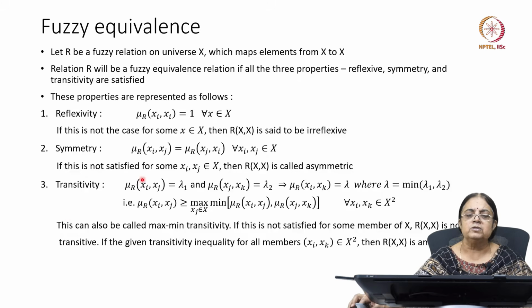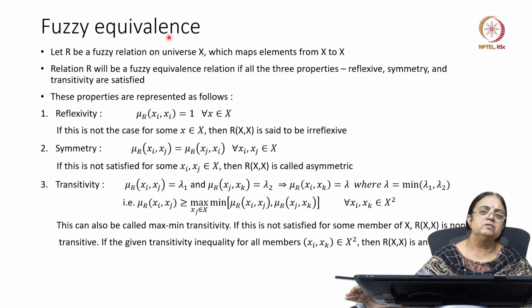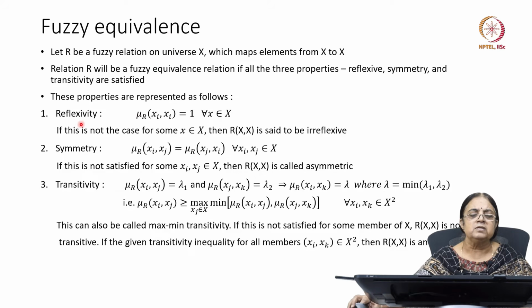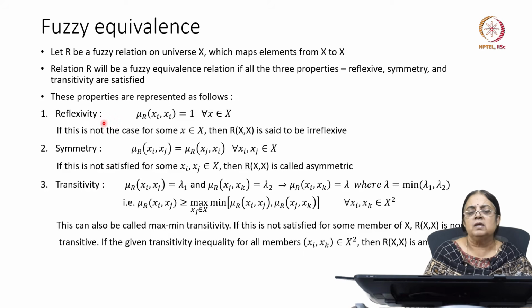Then we come to what is called the equivalence relation. We talk about equivalence relationships in crisp sets. In a crisp set, when we say that a relationship is equivalent, what does it mean? It means that it follows reflexivity, symmetry and transitivity, all three properties. If it follows all these three properties, then you say that the relationship is an equivalence relationship.